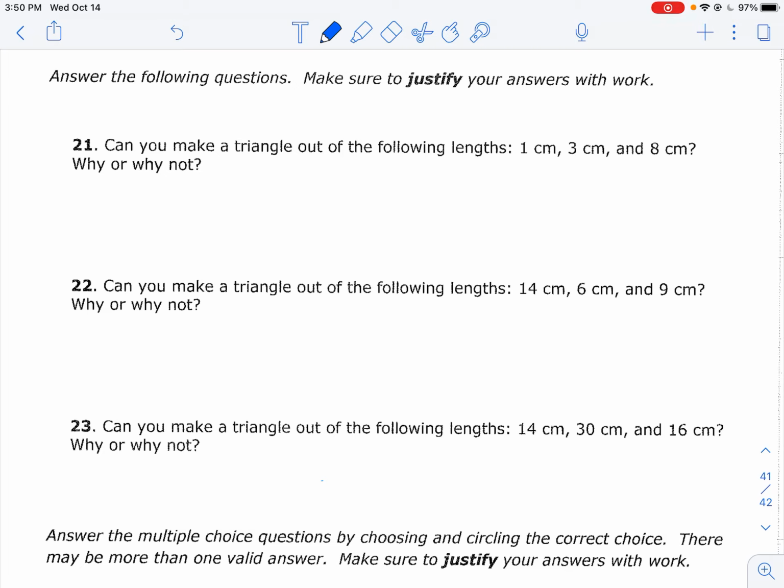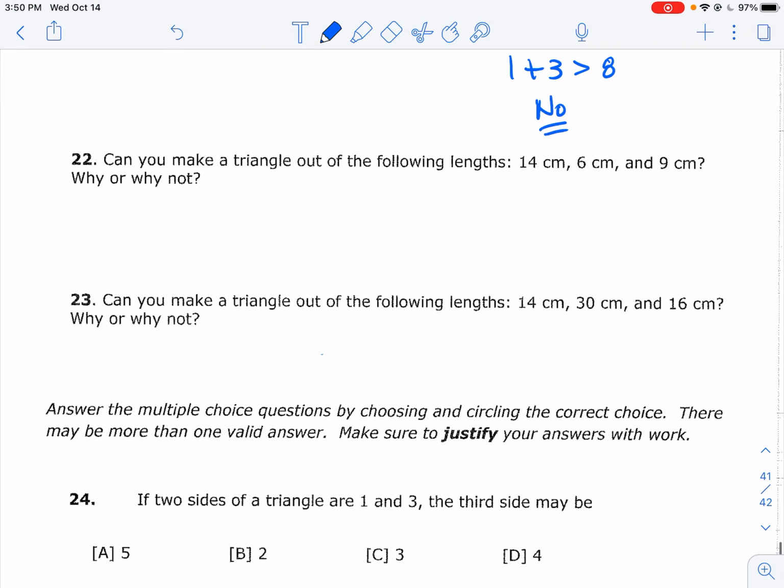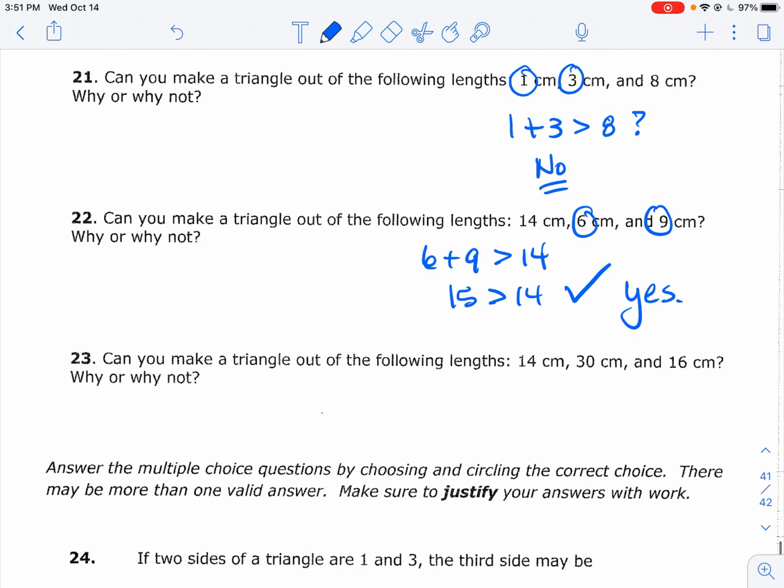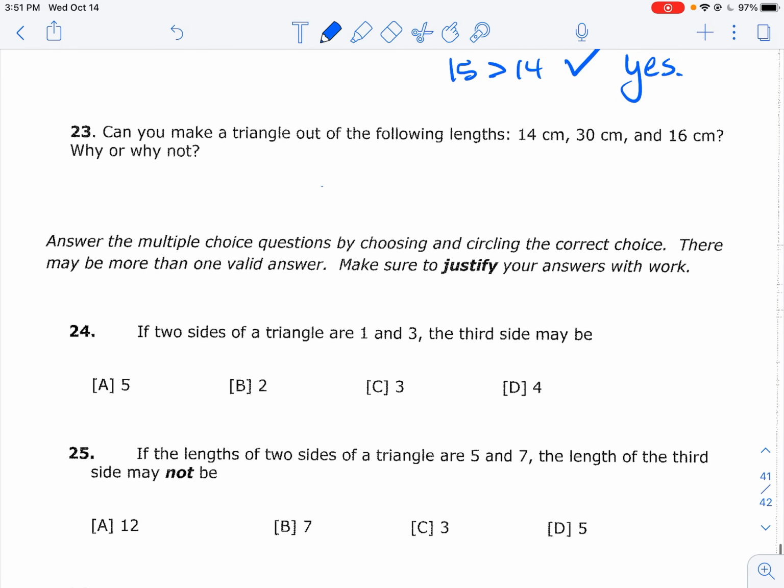Okay, can you make a triangle out of the following lengths? All right, so this is our triangle inequality theorem, which states that the sum of the smaller sides has to be greater than the third. So is 1 plus 3 greater than 8? No. How about these lengths? Again, I'm going to circle the smaller sides. 6 plus 9, is that greater than 14? Yes. So yes, you can make a triangle. I'm going to put a question mark here, and we can see that that was a no.